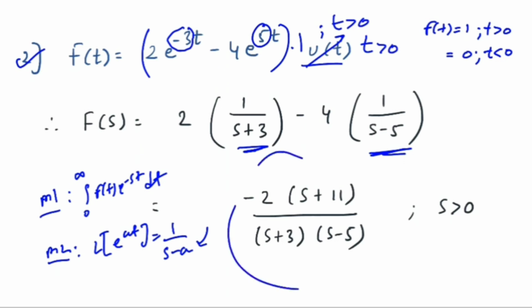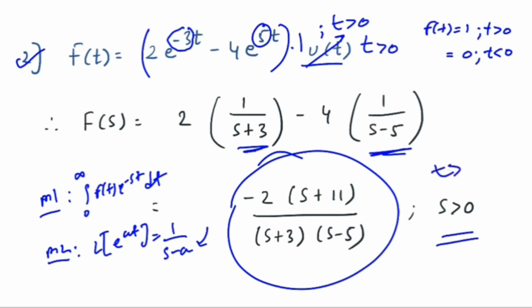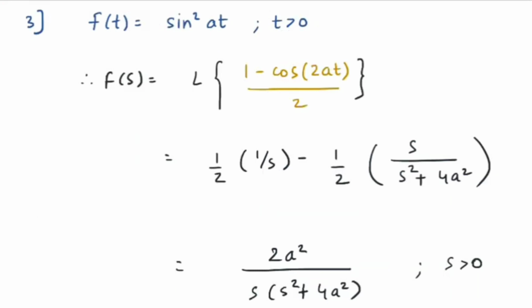Now you will get the answer after simplification. So the region is s greater than 0 because time was greater than 0. The region is also important if you are writing a conventional paper. Now we will see some level up questions.